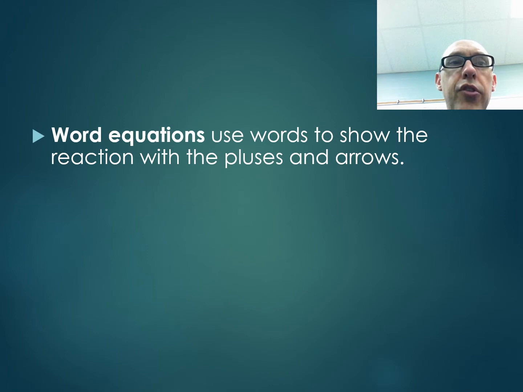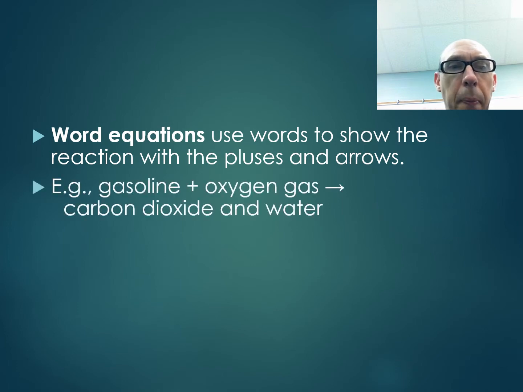There are 3 different types of chemical reactions, or ways we write them. The first is a word equation, and word equations use words to show the reaction, but they use the pluses and the arrows for formatting. So that reaction we looked at the very beginning: gasoline plus oxygen gas, arrow, produces carbon dioxide and water.